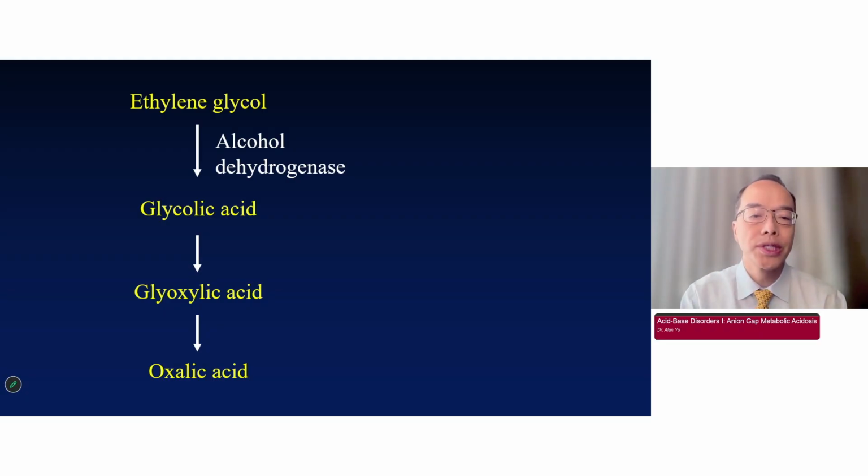So the way this works is ethylene glycol is metabolized by alcohol dehydrogenase in our liver, the same enzyme that metabolizes ethanol.